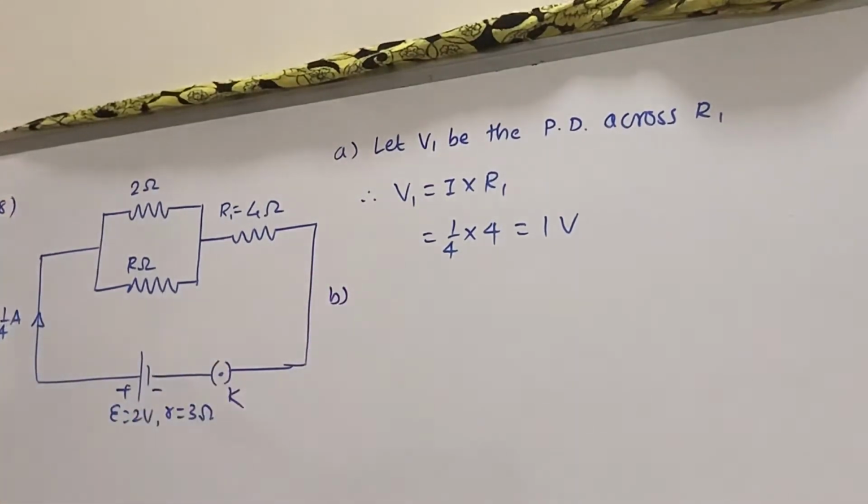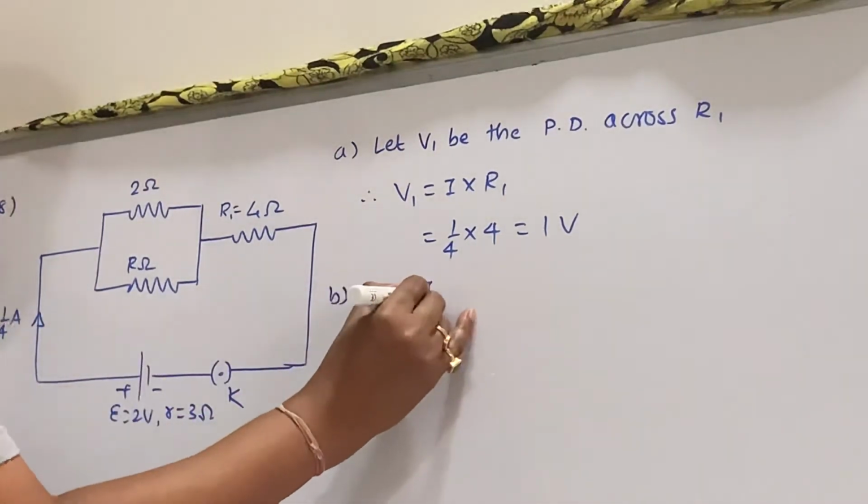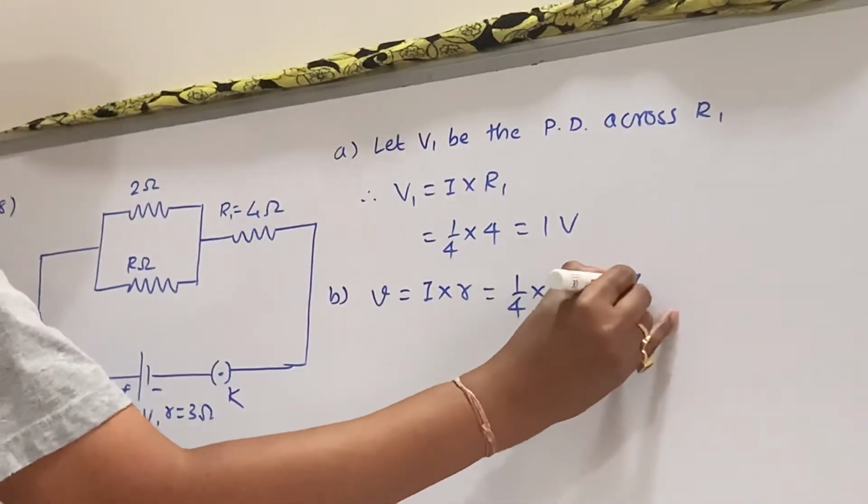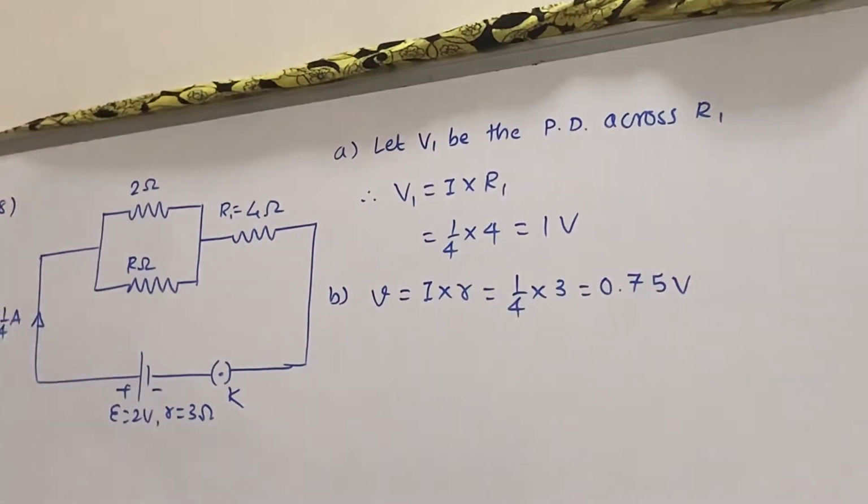Check the V part. What is given in V part? PD across internal resistance. So small v is equal to I into R, 1 by 4 into 3, which is 0.75 volt. This is the PD across internal resistance.